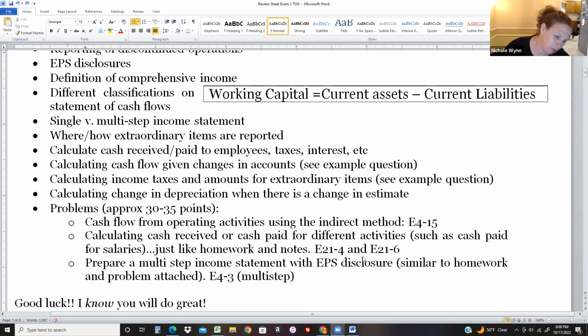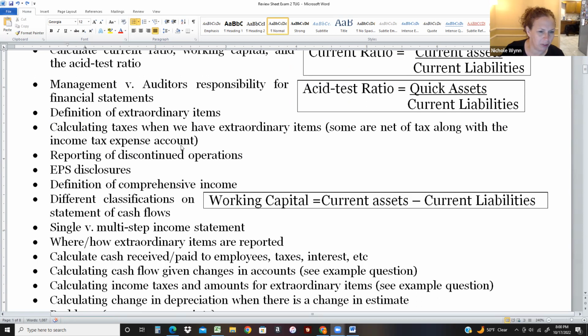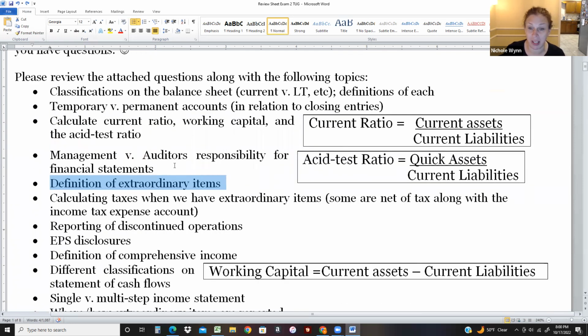So extraordinary items don't exist anymore. So they do exist, but people had a hard time classifying them. So they've eliminated extraordinary items. So the only thing related to extraordinary items that's going to be on your actual exam is the definition. And that's because it does apply to previous year's income statements. And so remember that an extraordinary item has to be both unusual and infrequent. So that's the definition of an extraordinary item. But anything else related to extraordinary items has been removed from the exam.